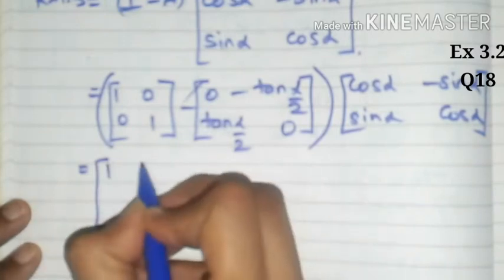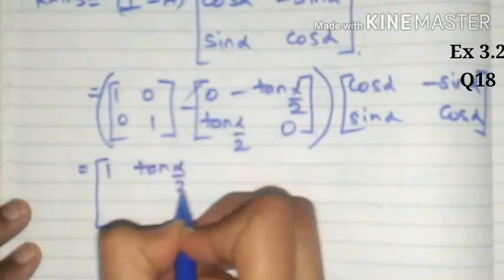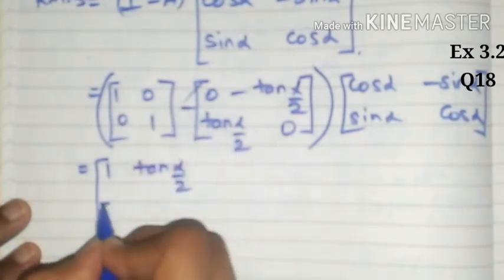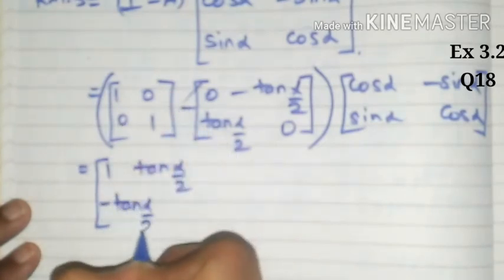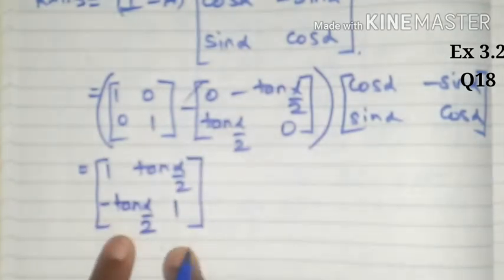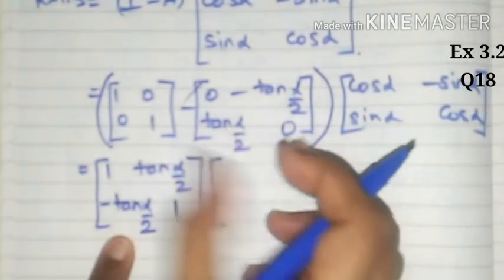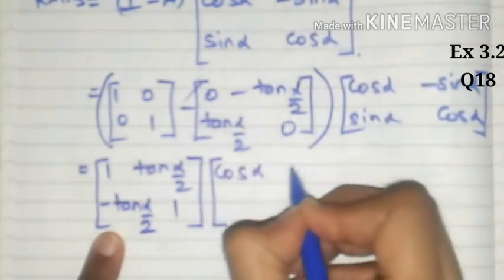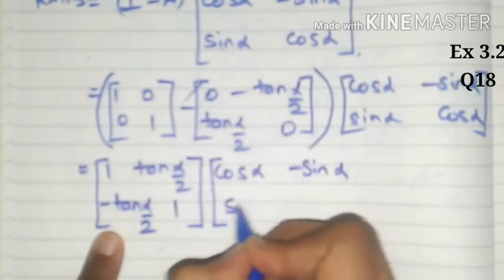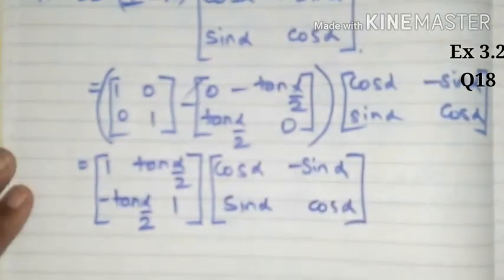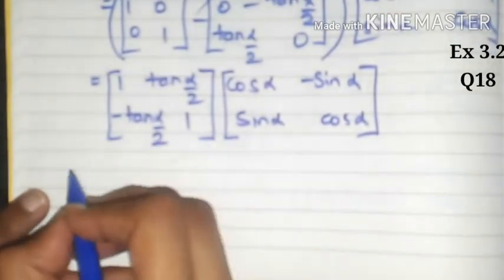We'll get 1, tan alpha by 2, because minus and minus is there, it will become plus. 0 minus tan alpha by 2, so you'll get minus tan alpha by 2, and this will be 1 minus 0, which is 1. So this is the matrix which I get multiplied by. So this has become one matrix. Now it is multiplied by cos alpha, minus sin alpha, and cos alpha. So now again it is a straightforward matrix multiplication.